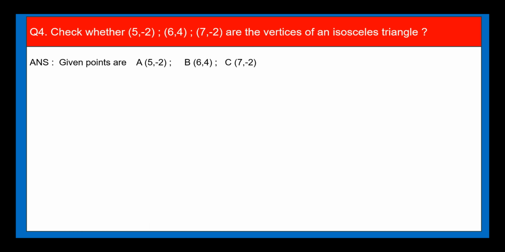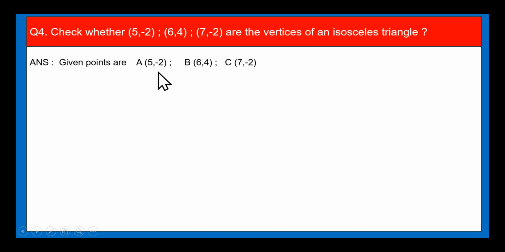Let us assume the first point A has coordinates (5, -2). The second point B is (6, 4). And the third point C is (7, -2). Now, let us find the length of the first side AB, the length of the second side BC and the length of the third side AC.